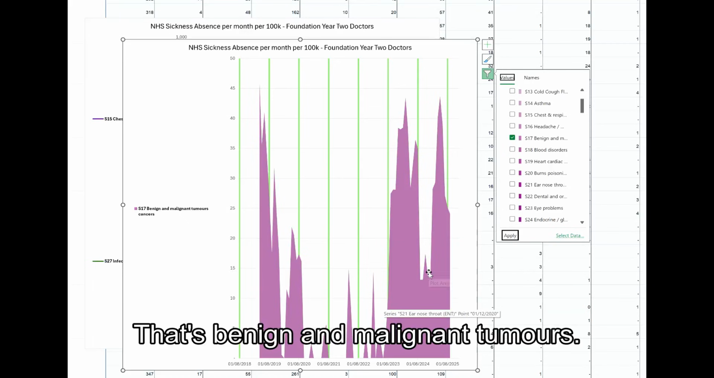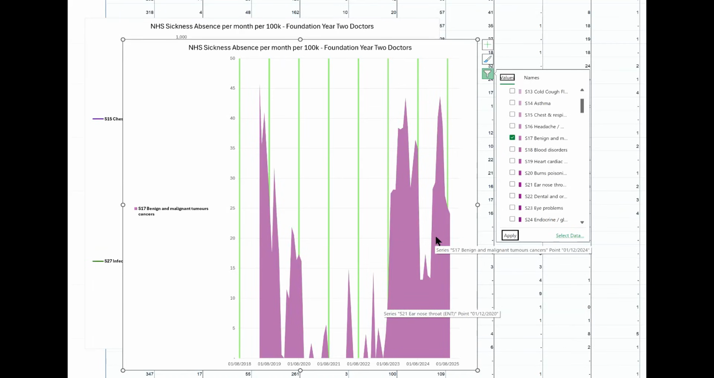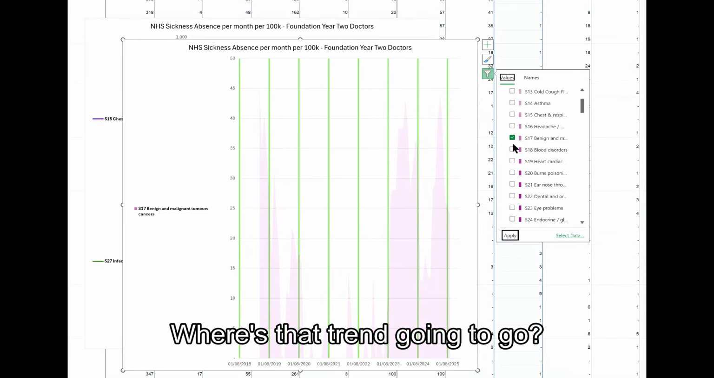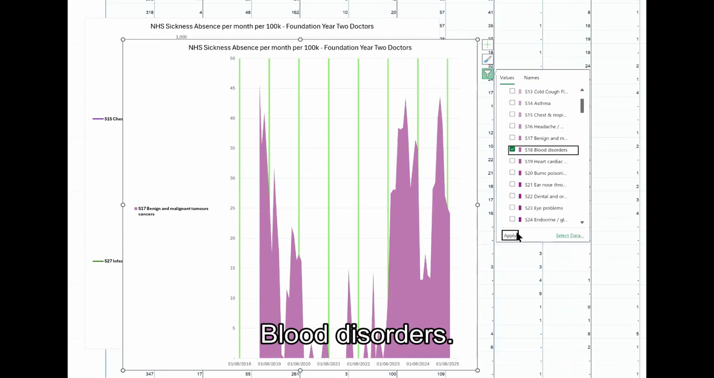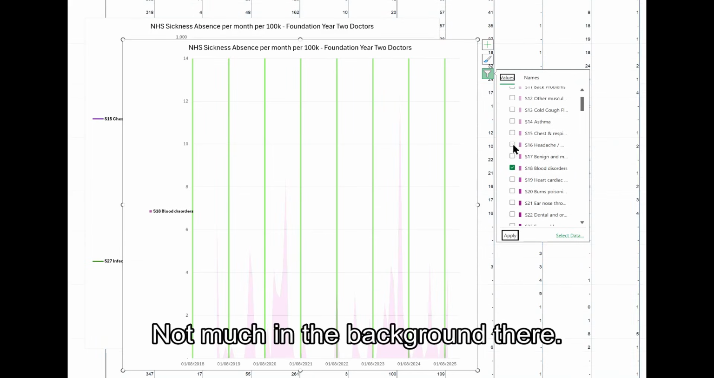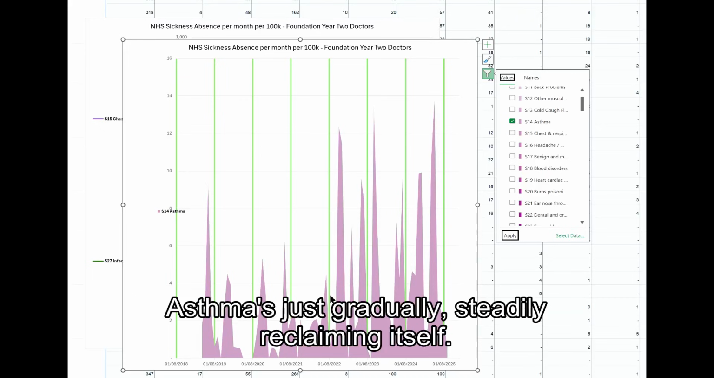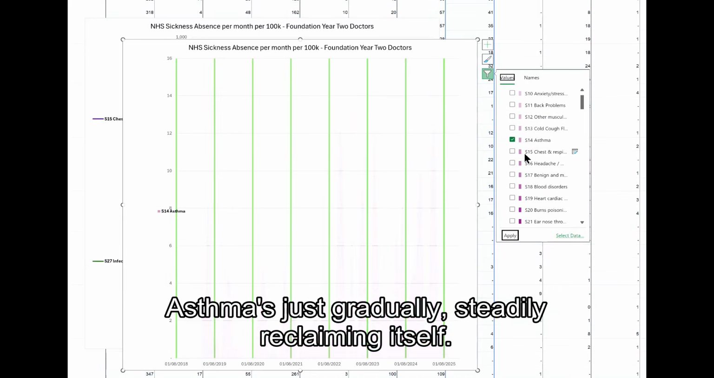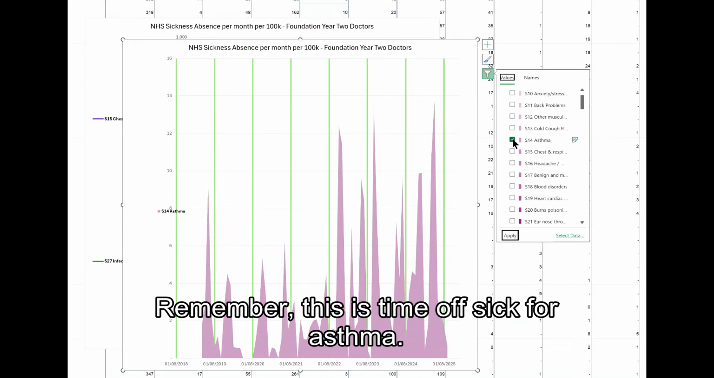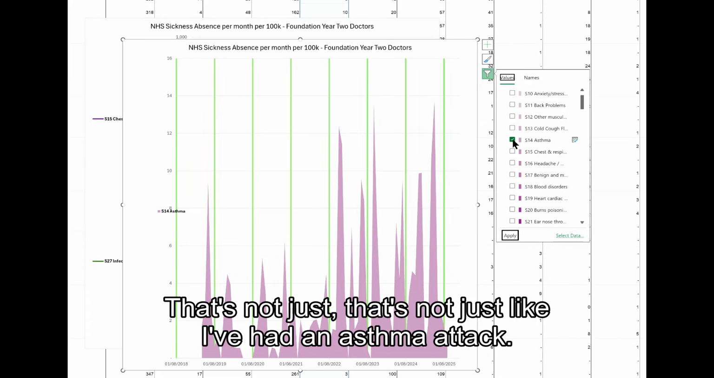I don't know. That's benign and malignant tumours. Where's that trend going to go? Or is there a trend? I don't know. Blood disorders. Not much in the background there. Asthma's an interesting one. Asthma's just gradually, steadily rising. Remember, this is time off sick for asthma. That's not just like I've had an asthma attack.